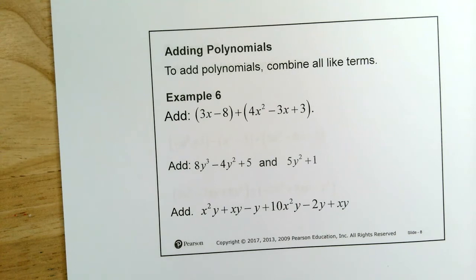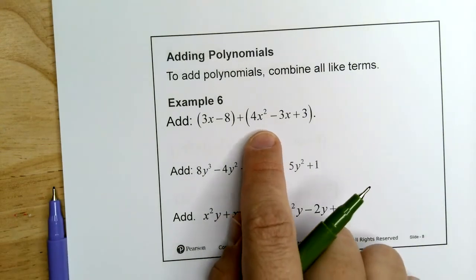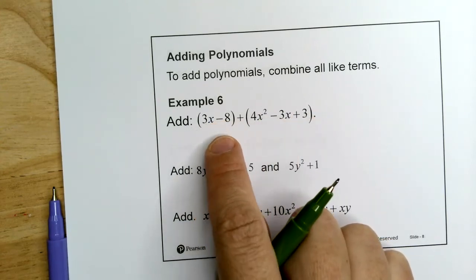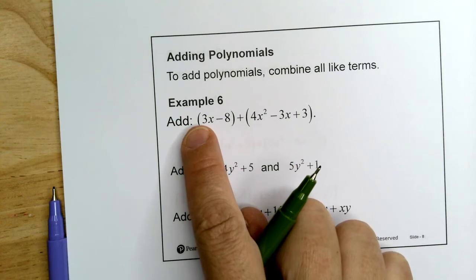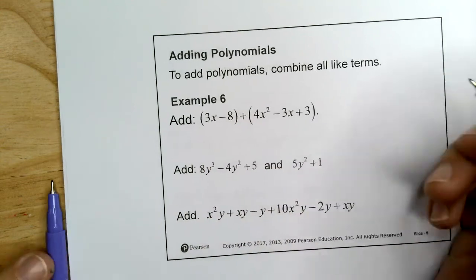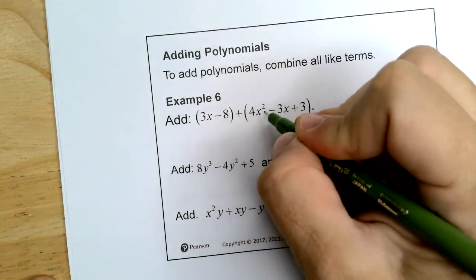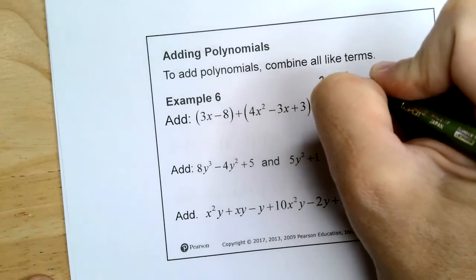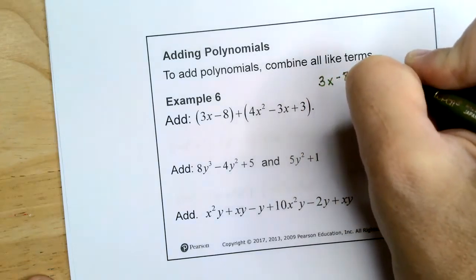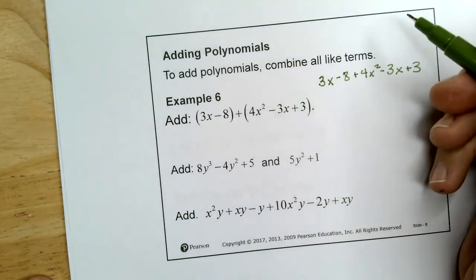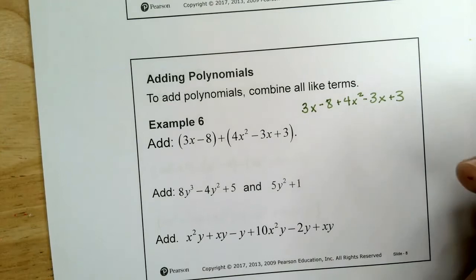So we have parentheses here, but there's nothing to combine. Those don't contain like terms. There's nothing to distribute in front of it. There's no negative sign to distribute. There's no number to distribute. There's no variable to distribute, nothing. Okay, so we're just saying 3x minus 8 plus 4x squared minus 3x plus 3. You could even rewrite it if you want. Those are the same. Now you want to find like terms.